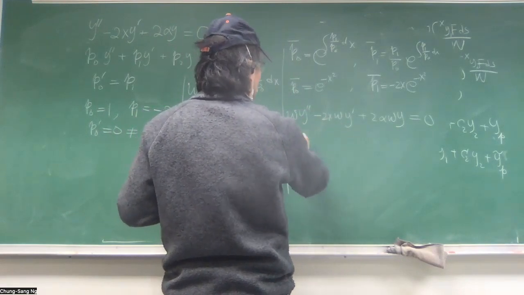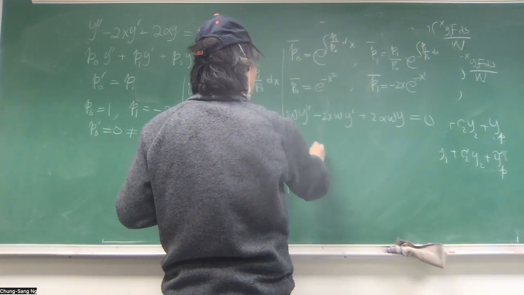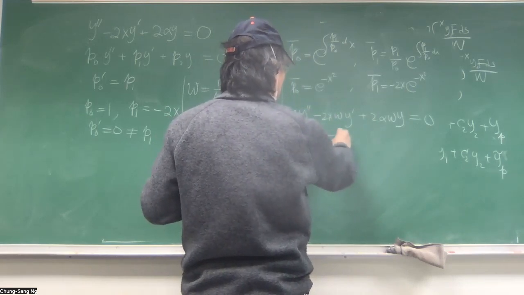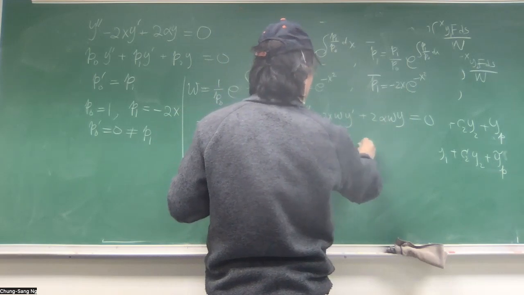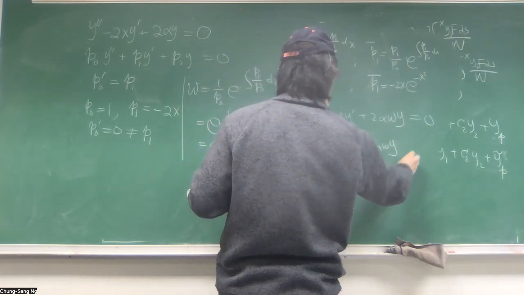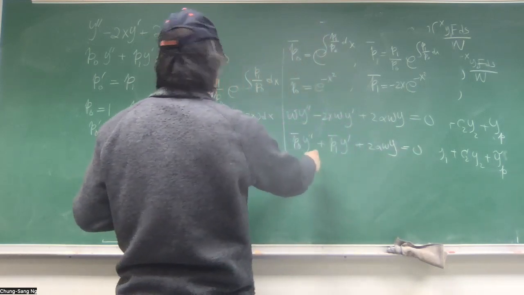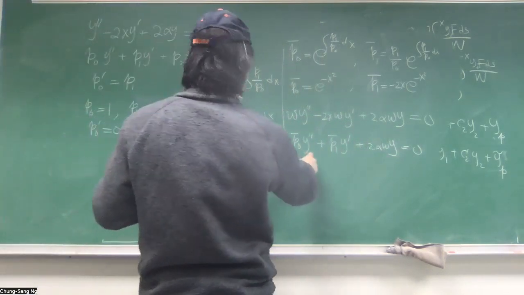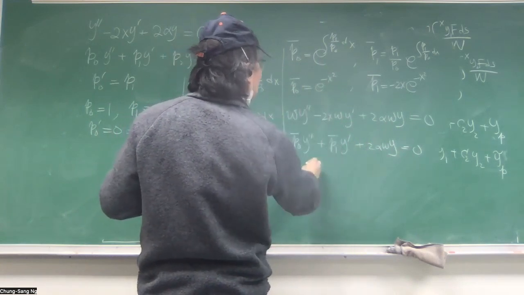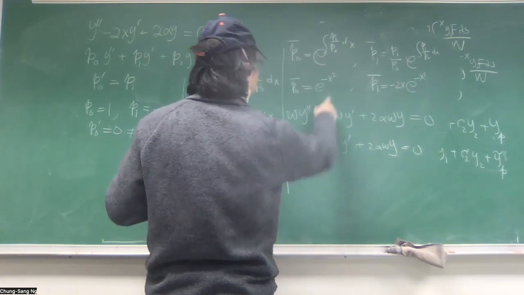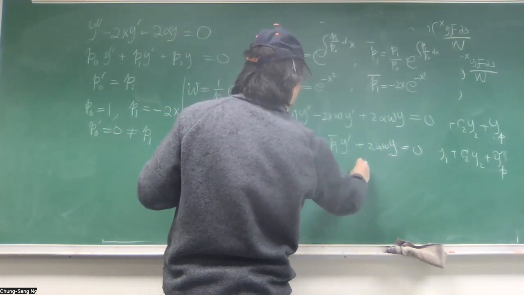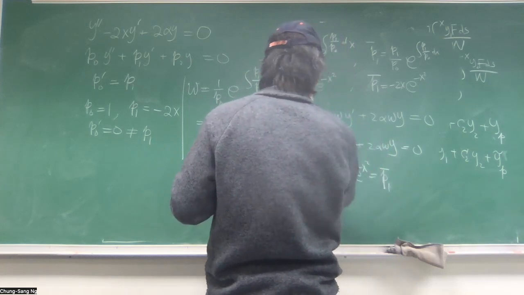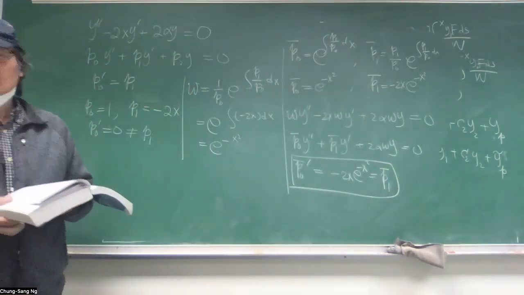Now this becomes W, this is P1 bar, and then this one is just this one. And then obviously you check whether it's self-adjoint by checking whether P0 bar prime equals P1 bar. P0 bar prime is just the derivative of this one, which gives minus 2x times e to the minus x squared, and that equals P1 bar. So now it satisfies the self-adjoint condition.